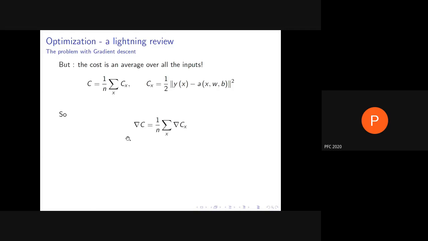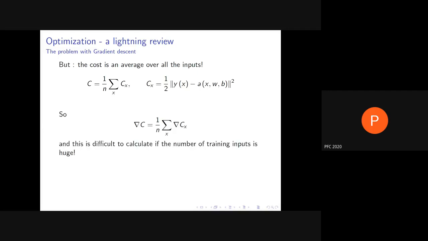And for the gradient, the same thing goes. The gradient of the cost function C is an average of all the 50,000 grad Cx's in this case. Or 50,000, of course, is for this case, but in general, you will deal with a large number of input data. And for gradient descent to work, you have to calculate the gradient for every one of the inputs and then average over all of them.